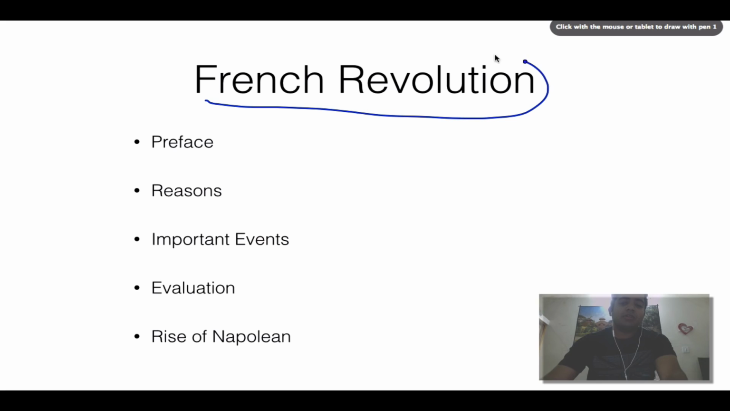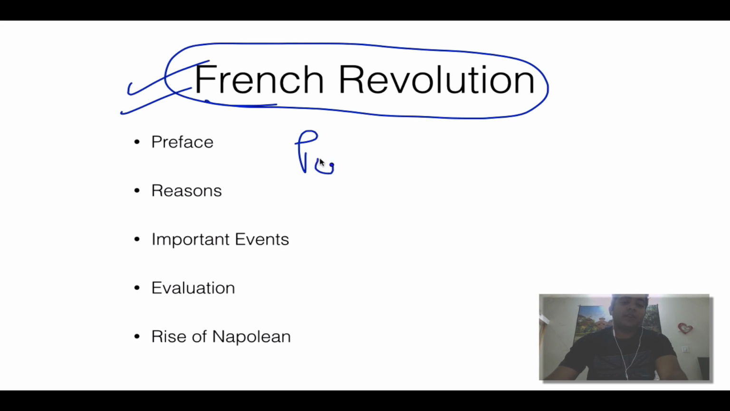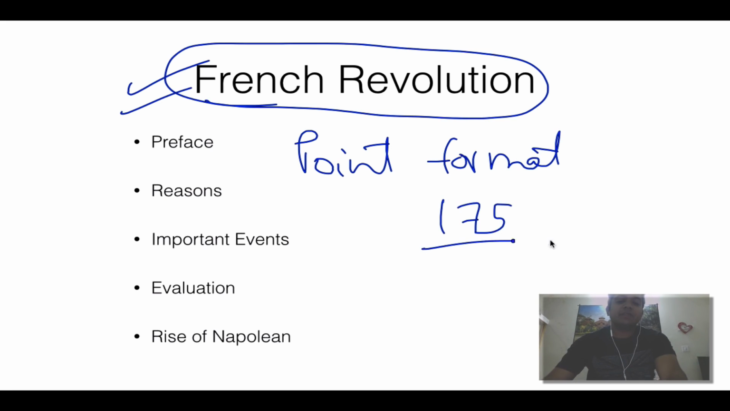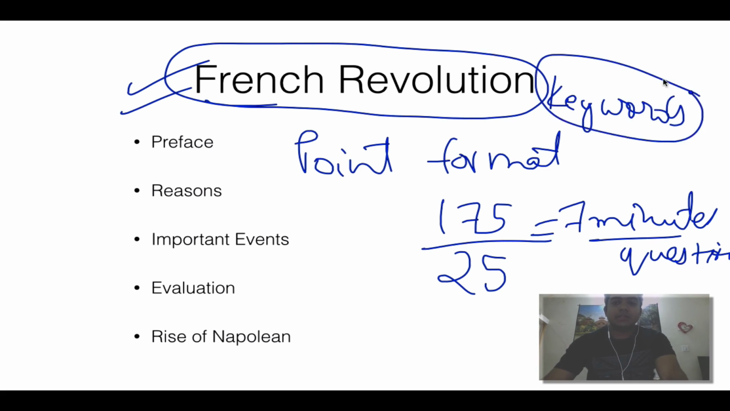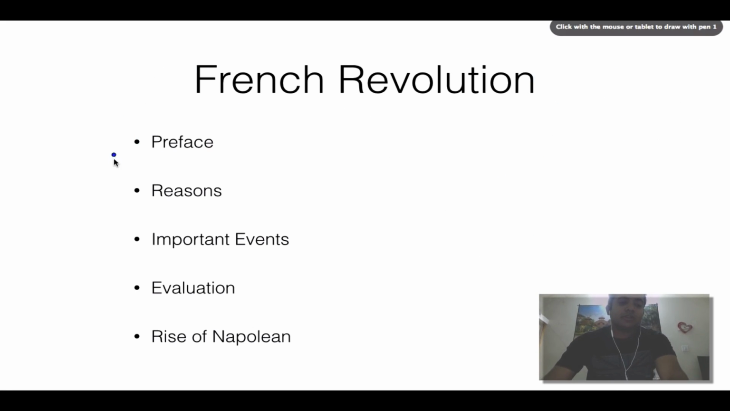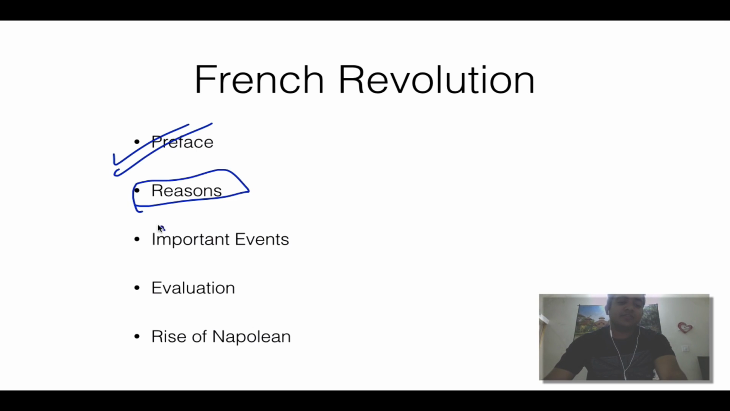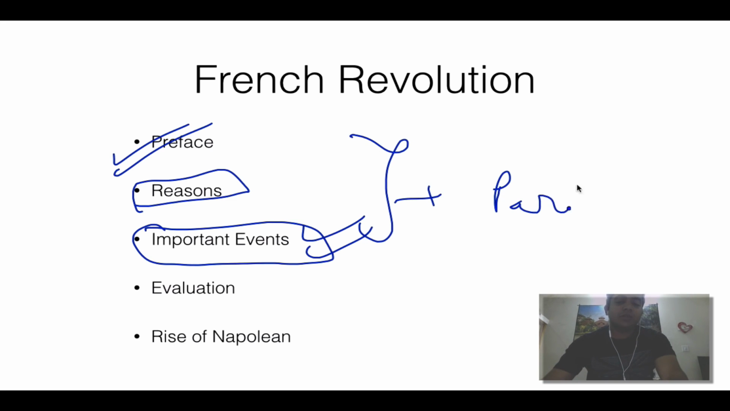Like all the videos I have been teaching you, these will be in point format. You will be getting only 175 minutes for your paper divided by 25 questions. That gives us 7 minutes per question. So you just need to remember what I call keywords. Do not try to remember anything else. Keywords will do your job. First is the preface, then the reasons of the French Revolution, and important events. These three will be covered in part 1 and the other two will be covered in part 2.